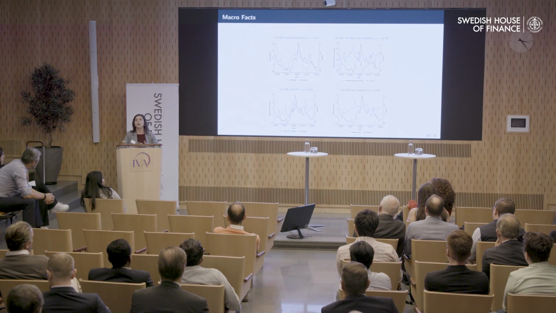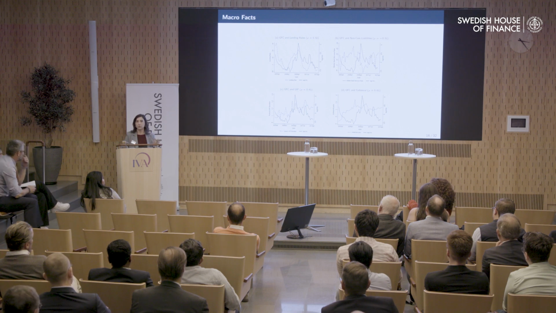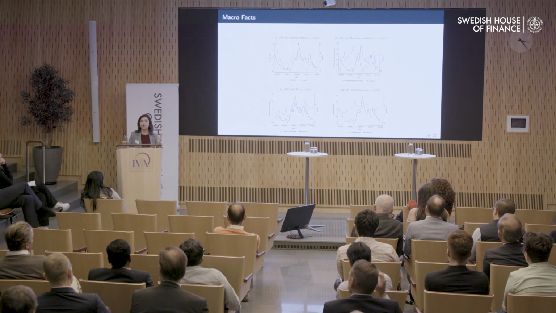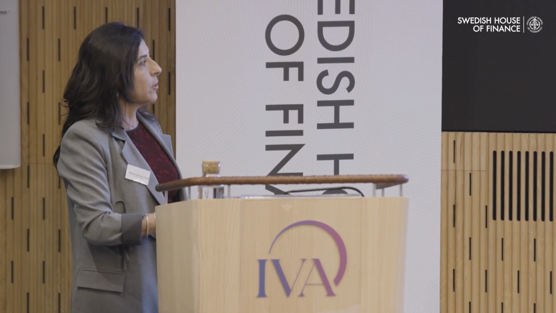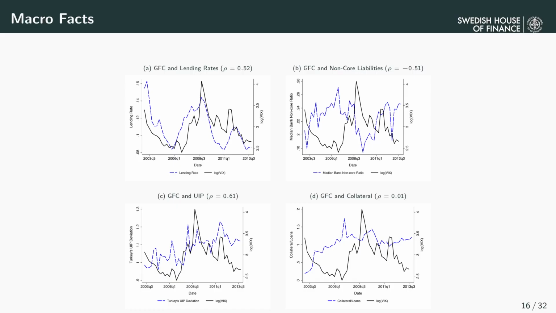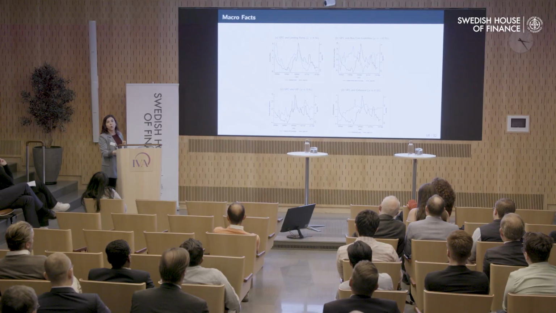UIP has to hold for the international no arbitrage condition. If it doesn't hold, a lot of things start going wrong, and in the data, it never holds. 99% of our models assume it holds. Not only that it never holds, it fluctuates with the global financial conditions, right?